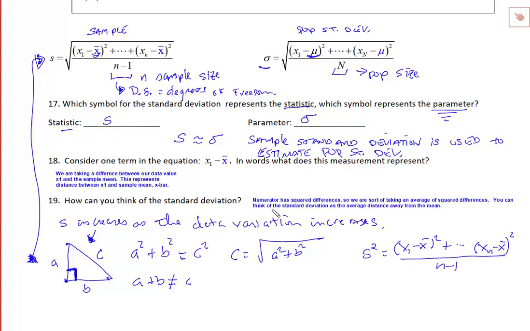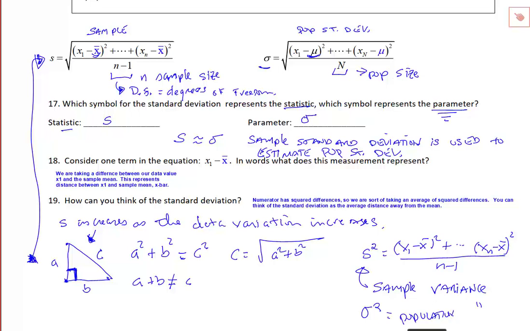So this has a name. This is the sample standard deviation, but this also has a name. And what is this? This is called sample variance. And then if I did the same thing here, looked at sigma squared, this is population variance. So before we take the square root, this thing is called the variance.